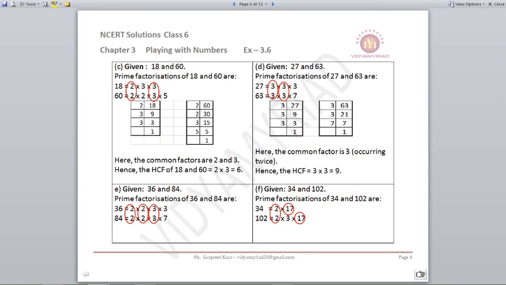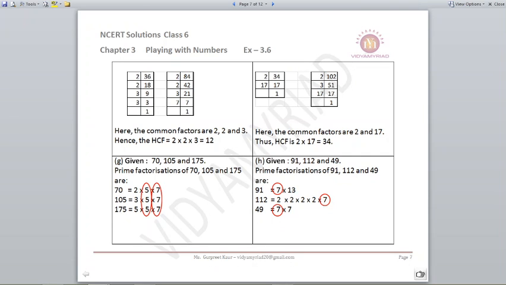Same way, if we have the numbers 34 and 102. Let's find out their factors. Now 34 is an even number. We can start with 2. But after 2, it comes 17 under 34. 17 is a prime number. It is not divisible. So we will write 17 ones are 17.